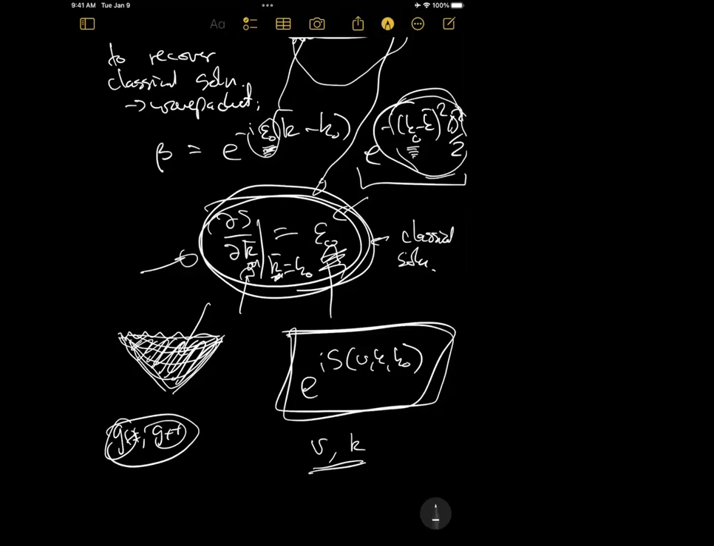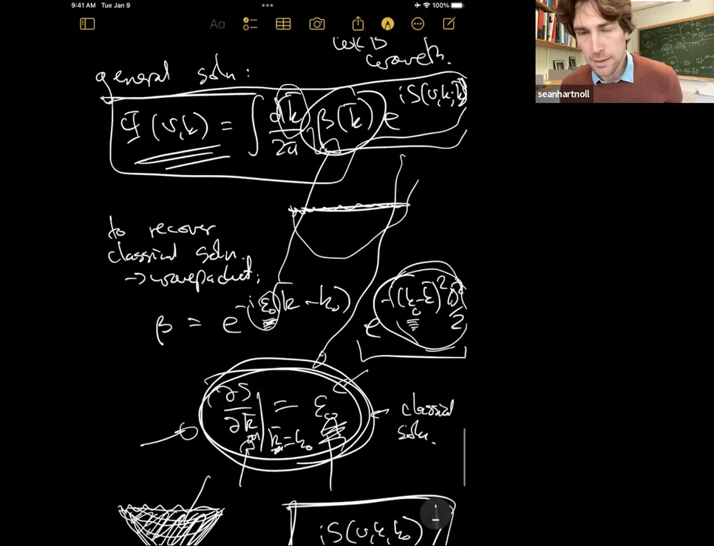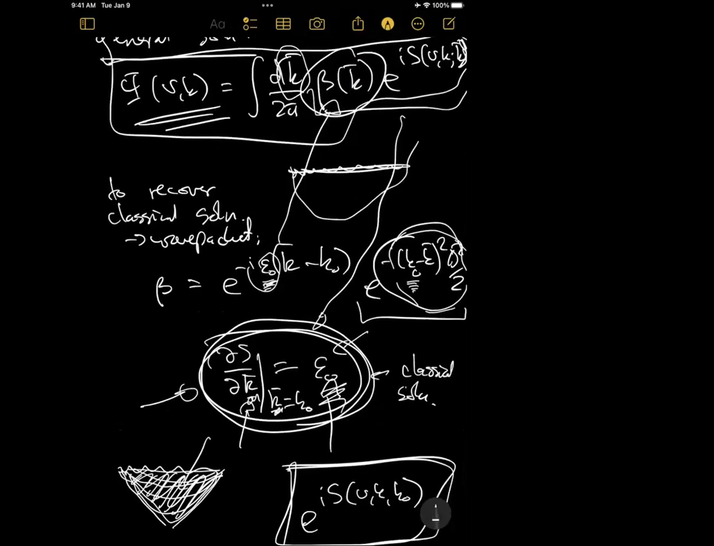By wave packet, you mean something that is centered on some specific metric, on some specific geometry. That's correct. Yes. But it's not that it's arbitrary. A lot of the structure of the solution is there.